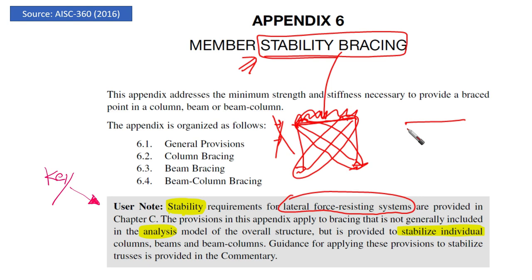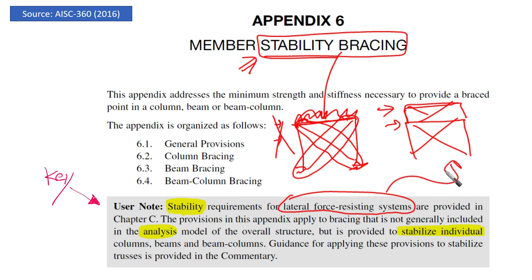However, with the other type of bracing, we are having lateral loads, and these lateral loads are going to be used for the design of this bracing that we are going to add. So this is what we call lateral bracing.